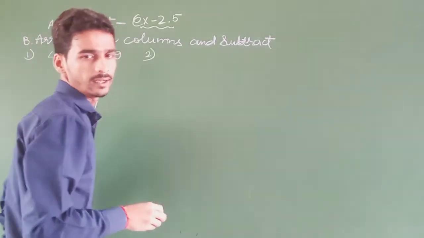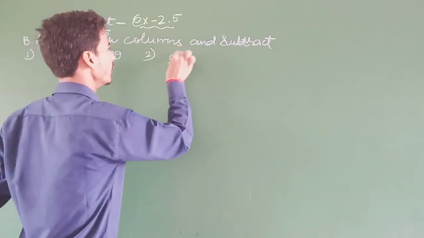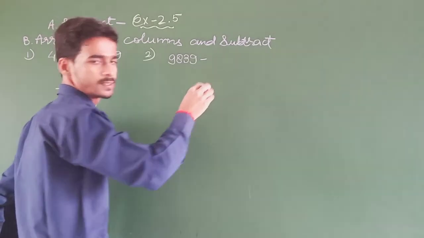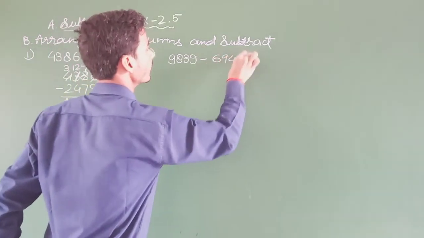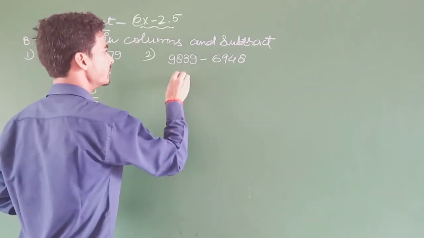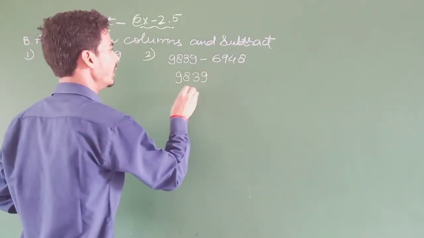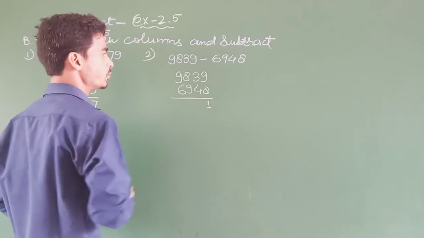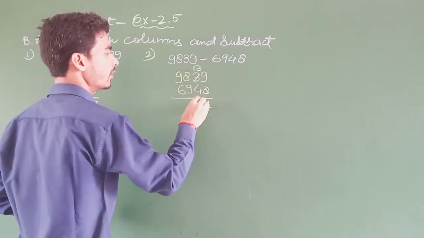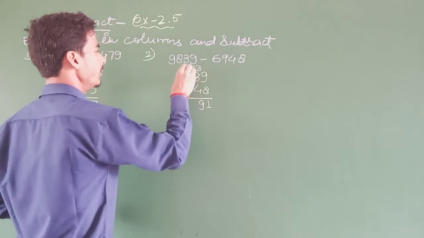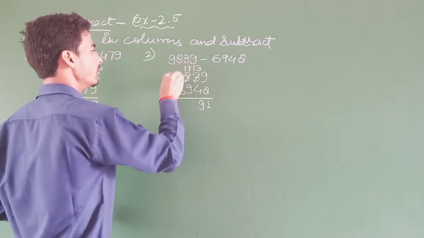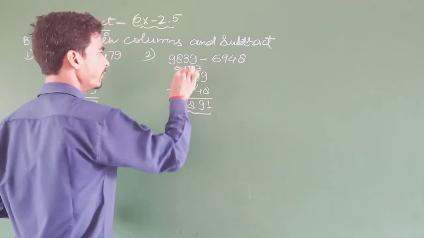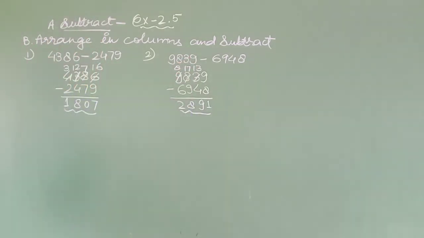9,839 minus 6,948. That is 9,839 minus 6,948. 9 minus 8 is 1. 13 minus 4 is 9. And here will be 7. 17 minus 9 is 8. And here will be 8 minus 6 is 2. 2,891. Okay. Now next question.